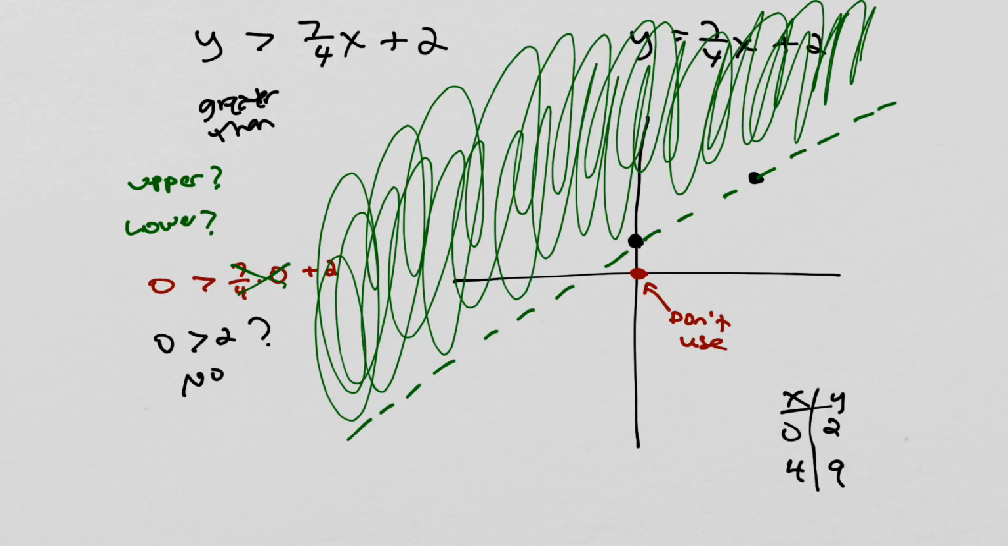Okay, let's try a couple more. If I gave you this inequality, 5x minus 3y is less than or equal to negative 15, let's go ahead and solve it for y just to make it easier to graph. So I'll have a negative 3y. If I take this 5x over, it becomes a negative 5x.